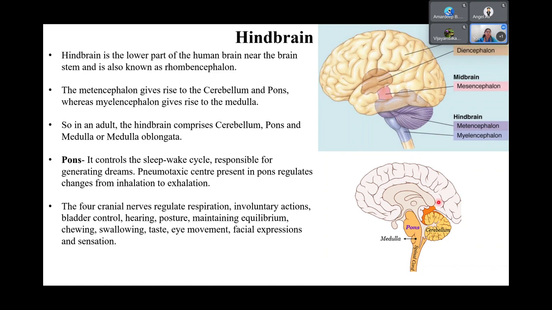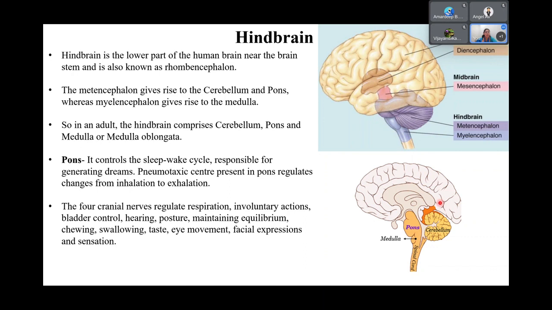So if you see here, these are the two encephalons. Encephalon is a region in the brain. And to divide them further, you have the pons on this side, the cerebellum here, and the medulla at the end, just above the spinal cord here. The medulla is also called the medulla oblongata.